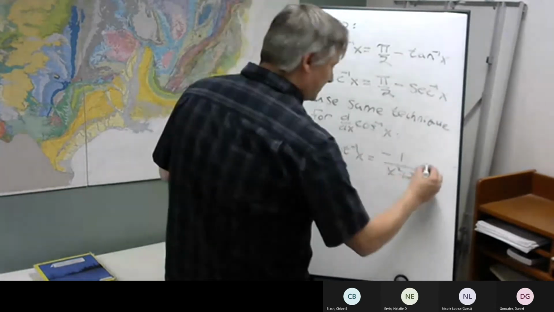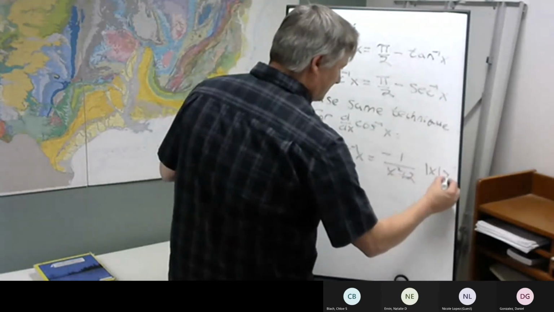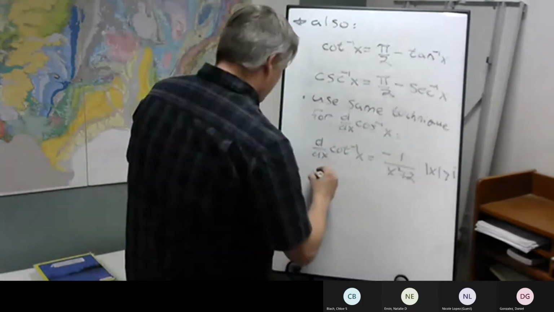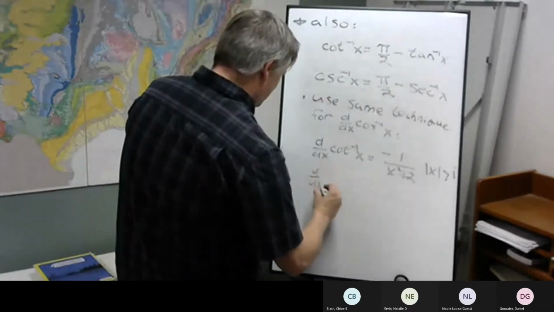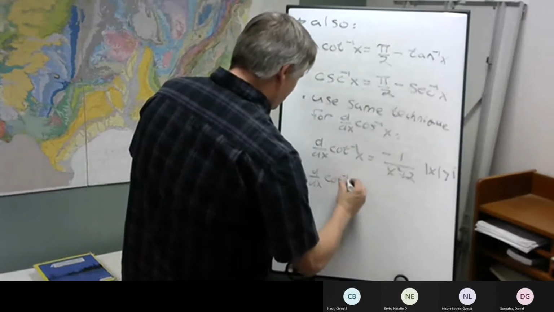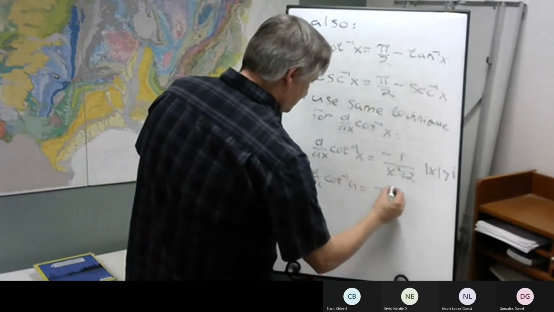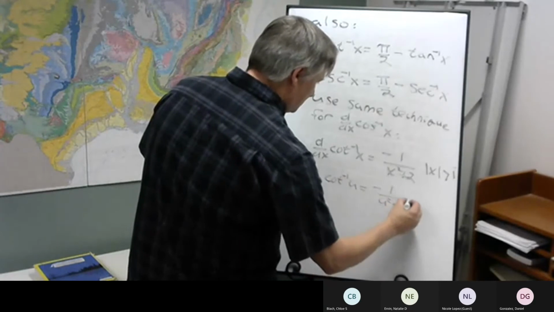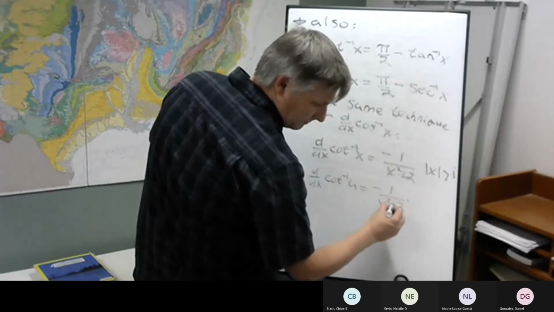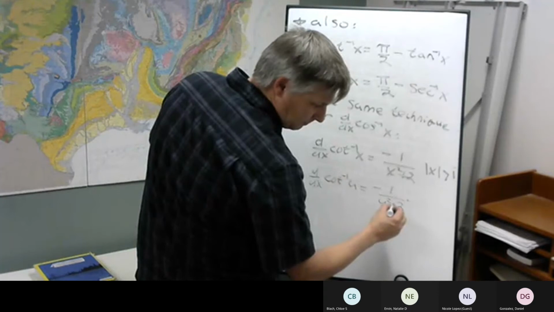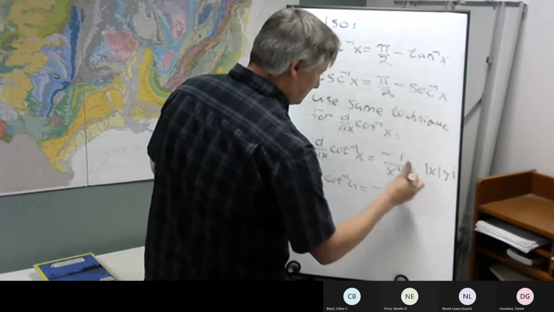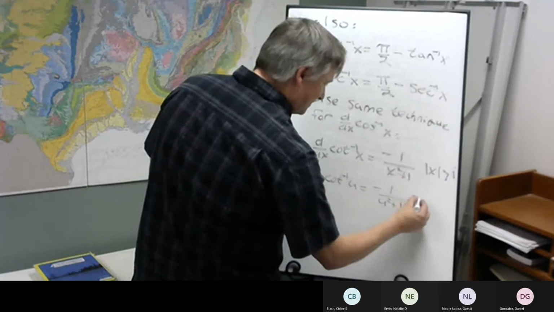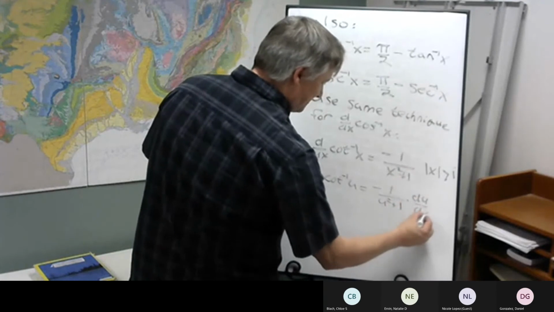And there's a requirement here. Absolute value of x needs to be greater than 1. Or d dx cotangent inverse of u is minus 1 over u squared plus 1. I'm sorry, plus 1. Seem to be putting 2's everywhere today. Times du dx.